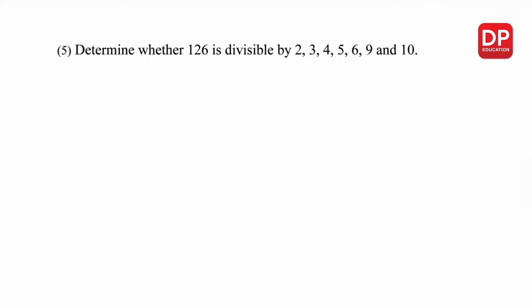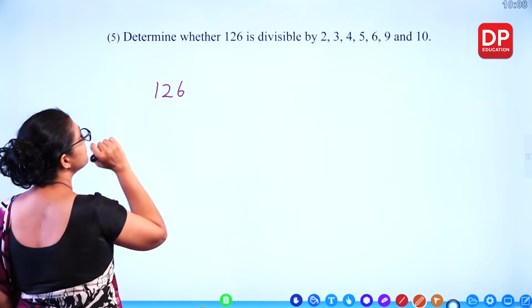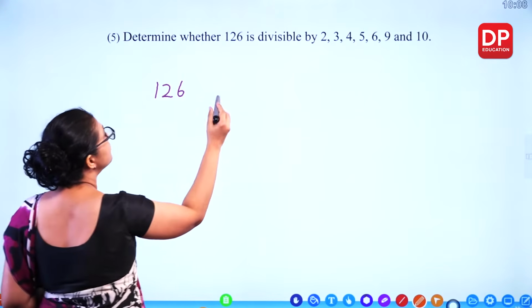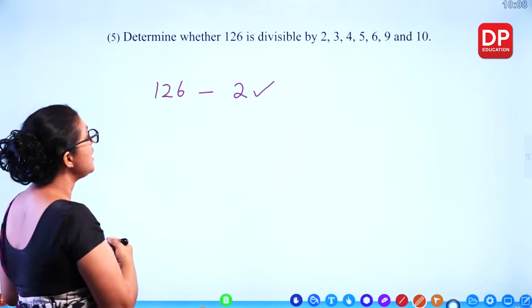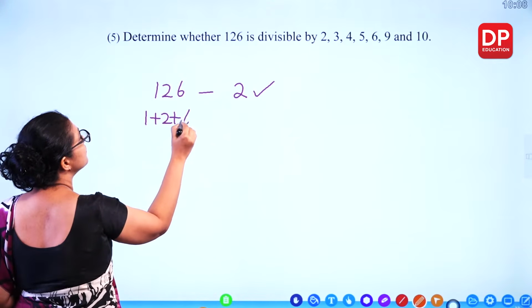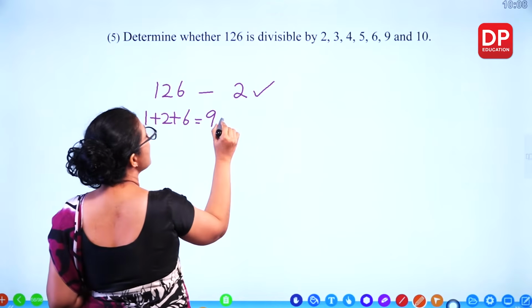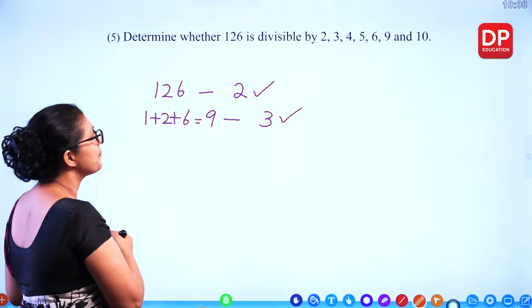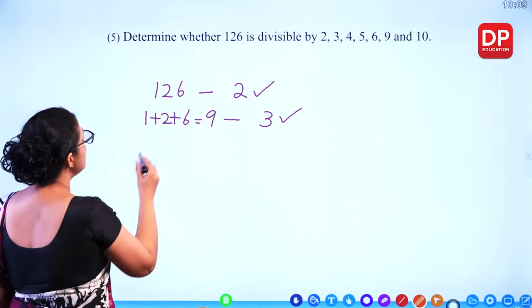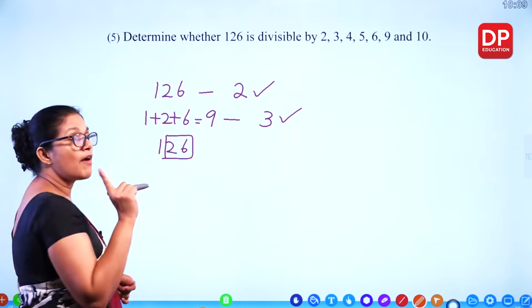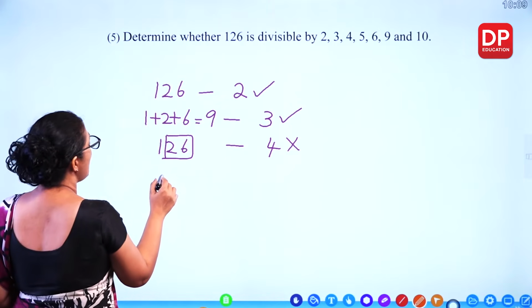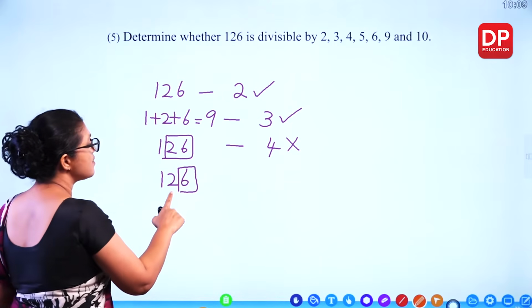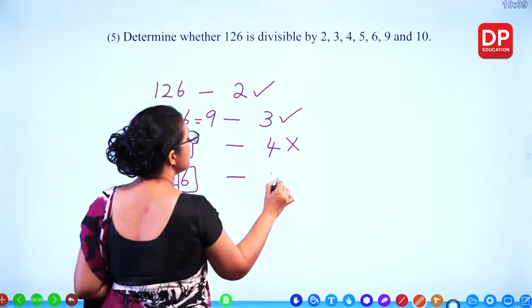Question number 5. Determine whether 126 is divisible by 2, 3, 4, 5, 6, 9 and 10. 126, it's an even number, can be divided by 2. How do we identify it for 3? Digital root, 1 plus 2 plus 6 is 9. So that's okay, that means divisible by 3 as well. Next one, last 2 digits. These 2 digits are not divisible by 4. So not divisible by 4. 5, how do we identify 5? Here the last digit should be either 0 or 5. So not divisible by 5.